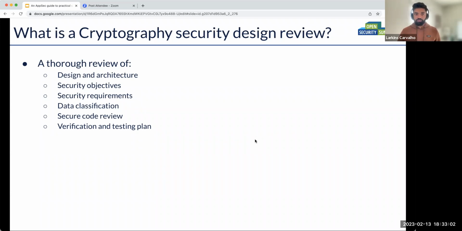So when we are doing cryptography security design review, we need to look at defense in depth controls. We need to look at whether we are developing new cryptography algorithms or protocols, which in my opinion is a huge no-no. Cryptography is very hard to get right. And if we can use existing libraries and protocols, that is always good.